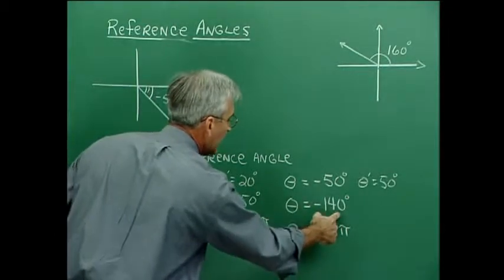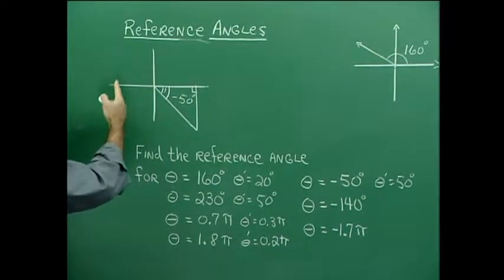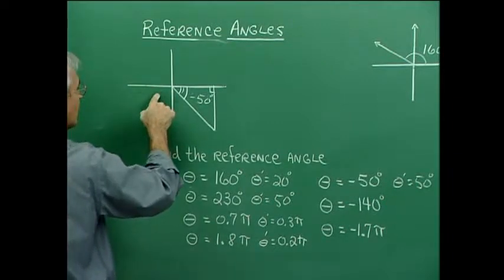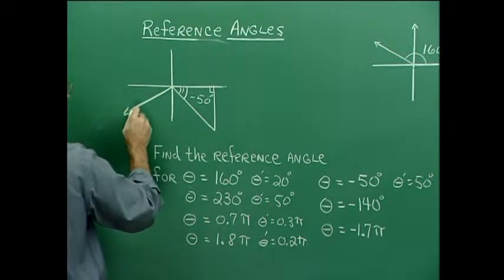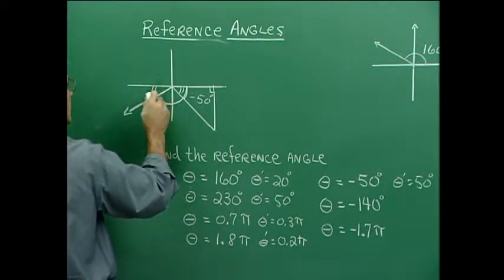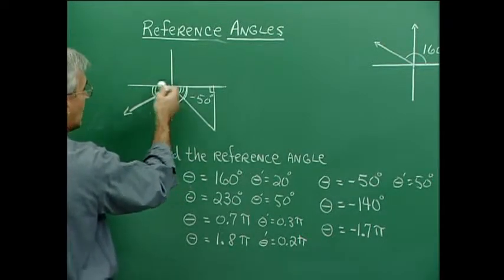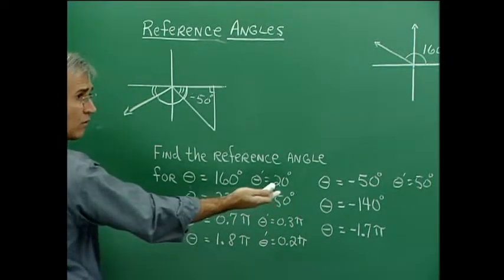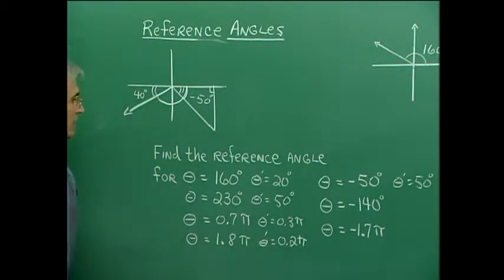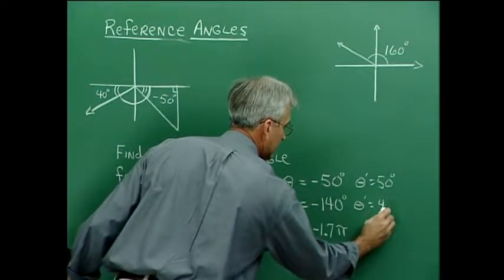How about negative 140? Well, let's see. From here, going in the negative direction 140, here's negative 90, and then here's negative 180. So negative 140 would be somewhere in this neighborhood. So here's negative 140. Now what we'd like is the angle that's right in here for our theta prime. So we take our 180 and subtract the 140, and we get a 40 degree angle, so it's 40 degrees in here. So theta prime is 40 degrees.